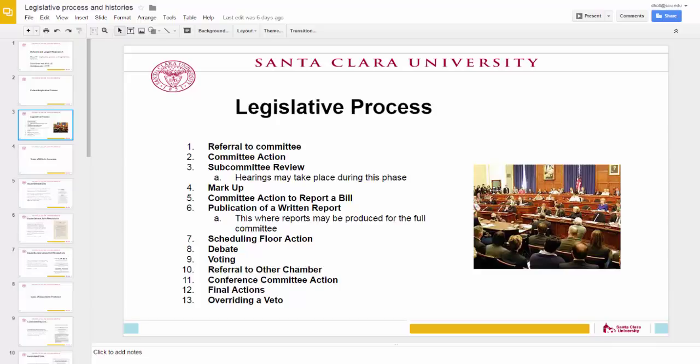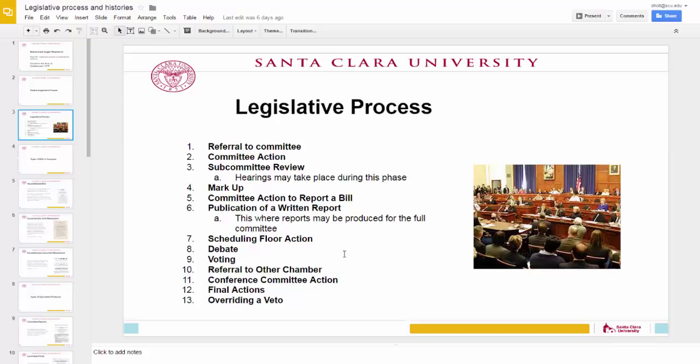The committee then will mark up the legislation, and if the bill passes out of the committee, which frequently it does not, most bills do die in committee, there will be a report that will be produced by the committee after the bill has passed by a majority vote. And at that point, floor action can begin. This is where debate and the floor vote will take place.